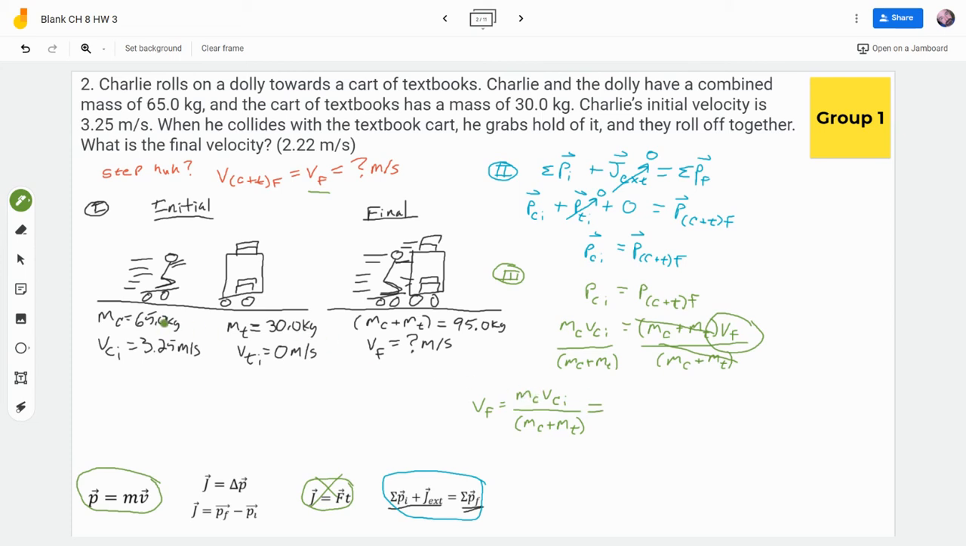Mass of Charlie, 65 kilograms. Velocity of Charlie initial, 3.25 meters per second. And then mass of Charlie plus mass of textbooks stuck together with parentheses. Don't know how many times I've said that in this video. Yeah, that's 95 kilograms.